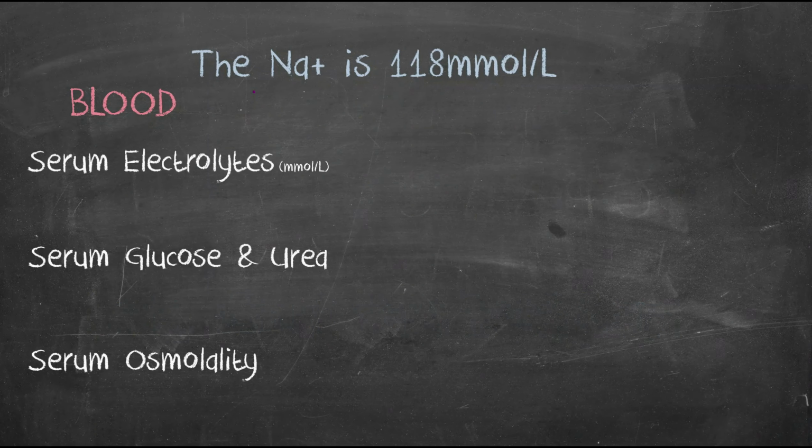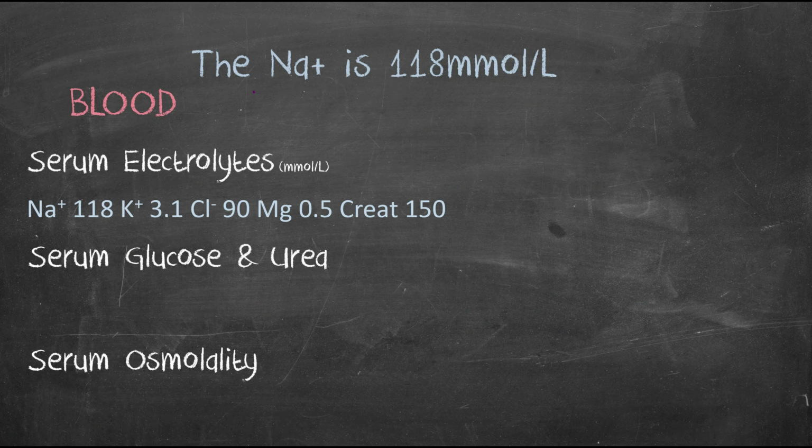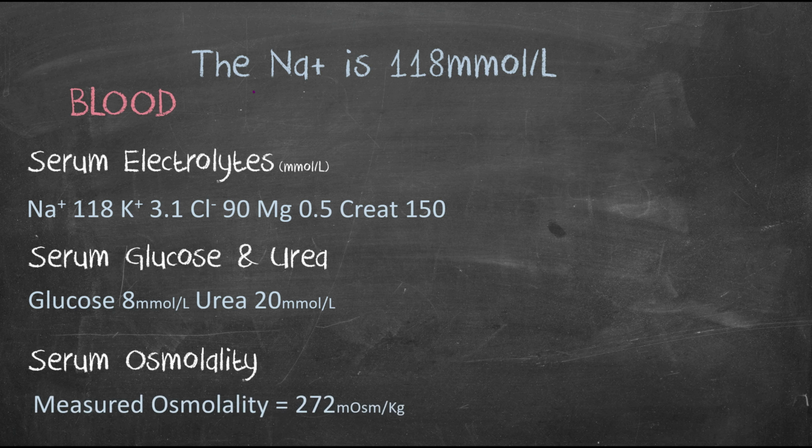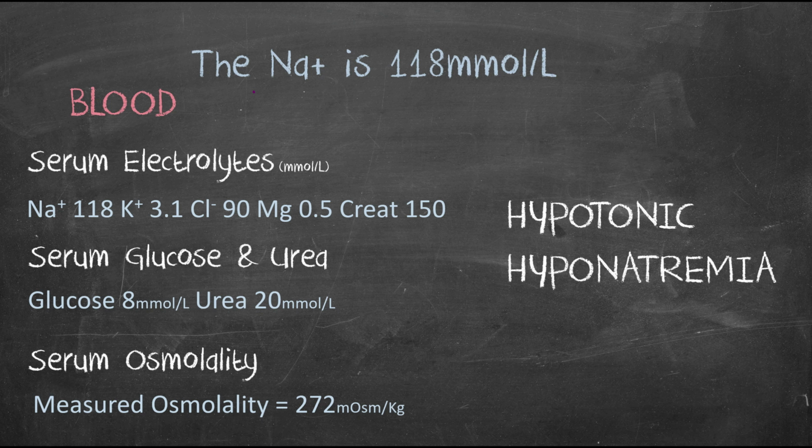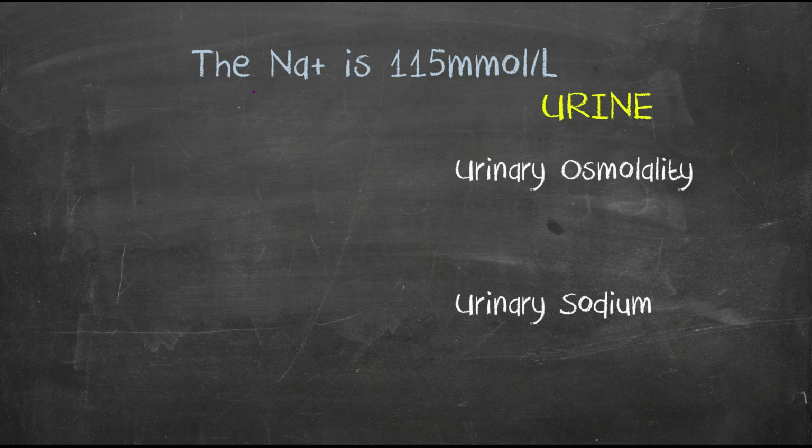Let's work the problem. The sodium is 118, potassium 3.1, chloride 90, magnesium 0.5, and creatinine 150. Her glucose is 8 millimoles per litre and her urea is 20 millimoles per litre, and her measured osmolality is 272 milliosmoles per kilogram. That is close to normal despite that really low sodium, but this is still hypotonic hyponatremia. What's driving up that osmolality is the high glucose and the high urea. We need to look at her urine. Her urinary osmolality is really high. It's 200 milliosmoles per kilogram.